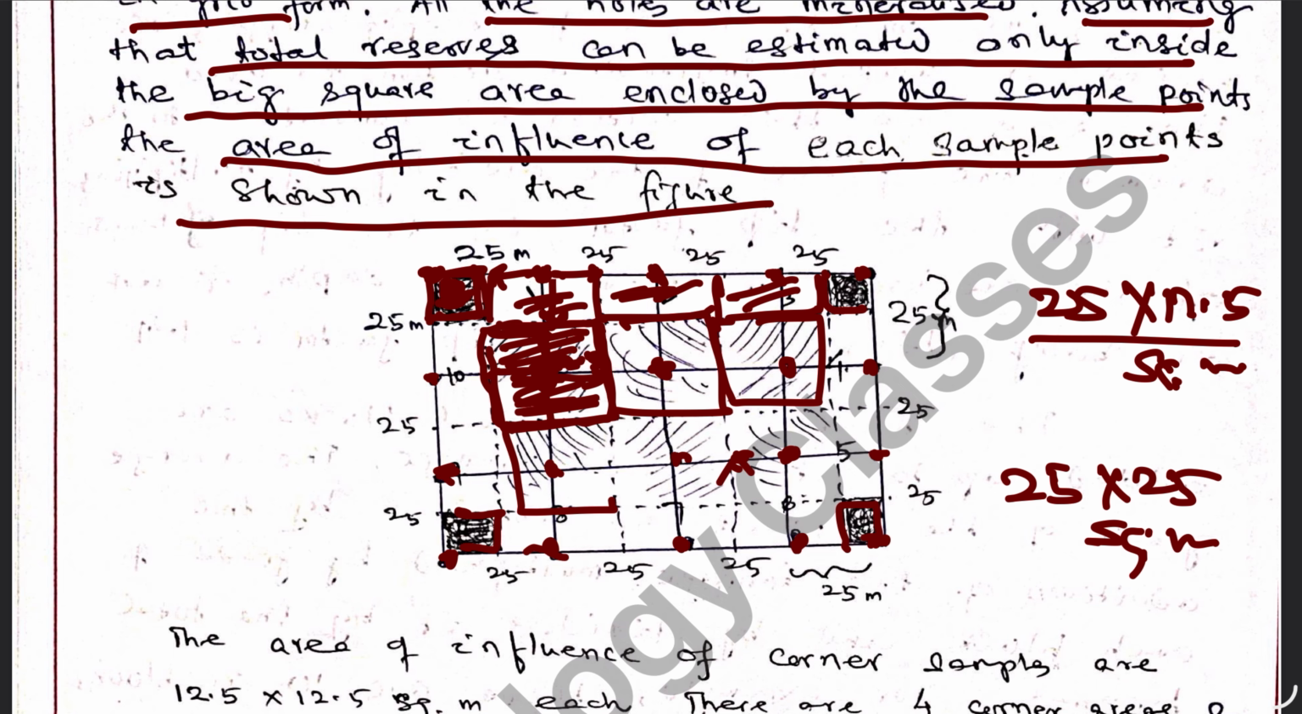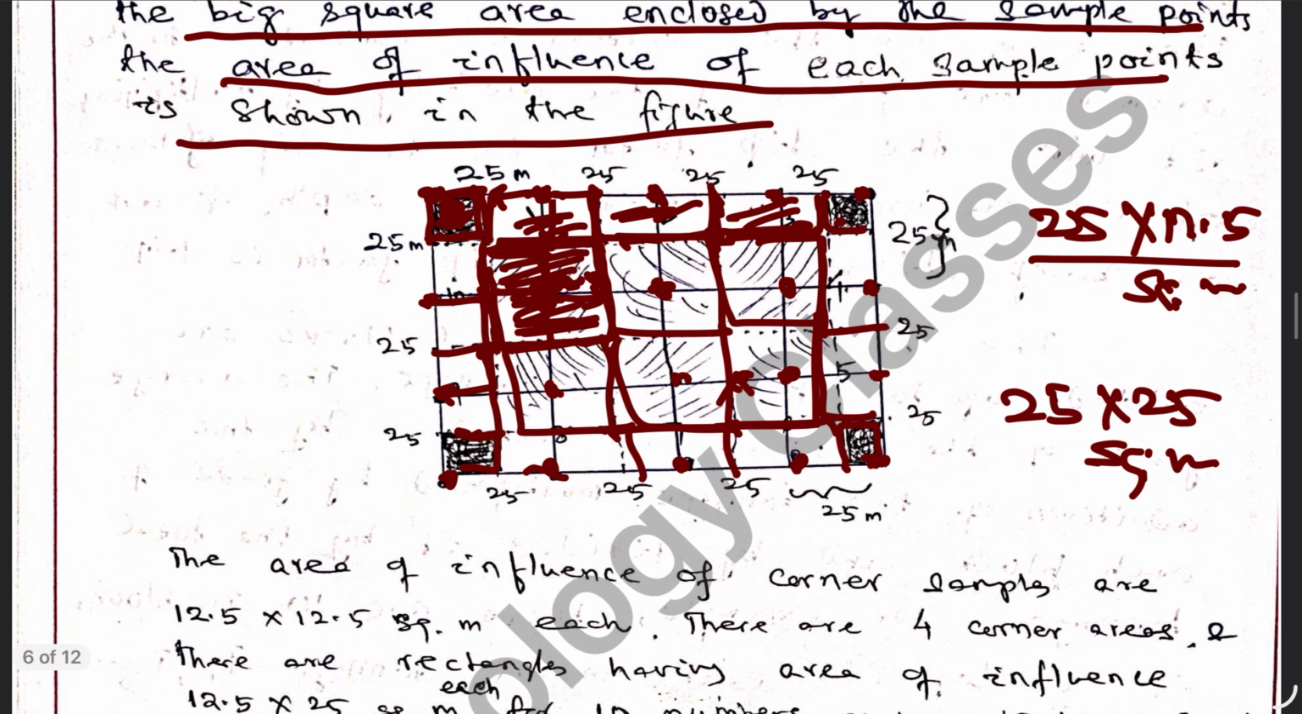So we have got 6 squares. We have got 4 corners. We have 10 rectangles. So total area can be found out, and if the width of all these samples is uniform, then the total area into width will give the volume of the ore deposit.